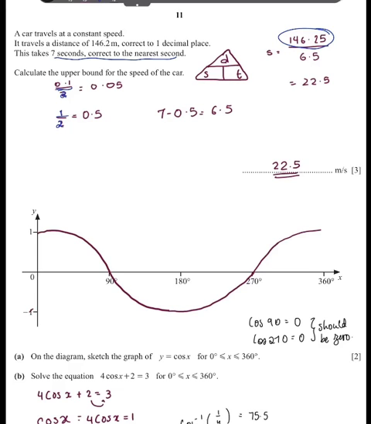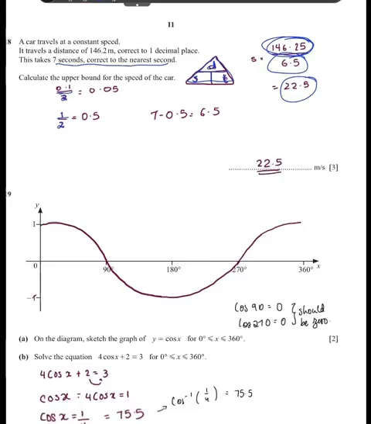According to the upper bound formula for division or multiplication, we take the upper bound of something divided by the lower bound. So we do 7 minus 0.5, which is equal to 6.5. Now according to the speed-time graph triangle formula, speed is equal to distance by time. Your distance over here is 146.25 and your time is 6.5. So when you divide it, you get 22.5.